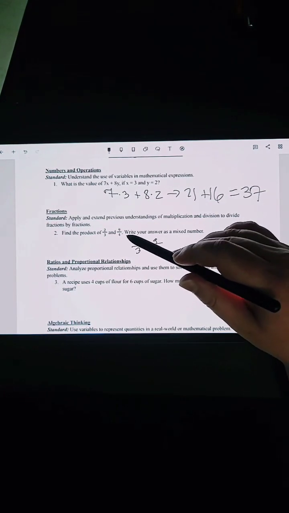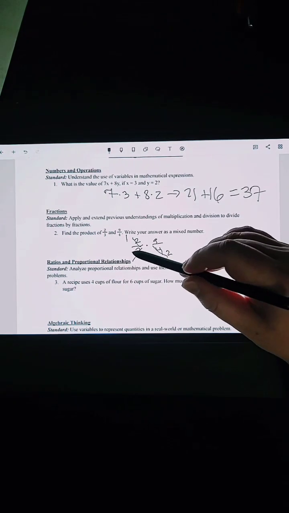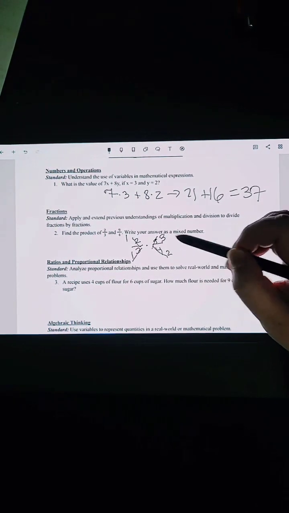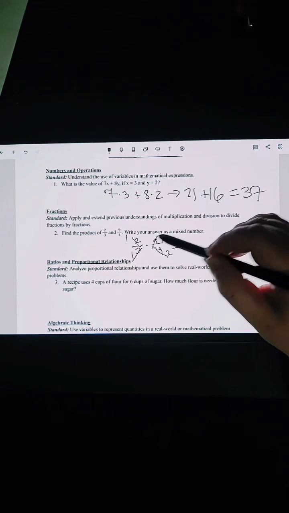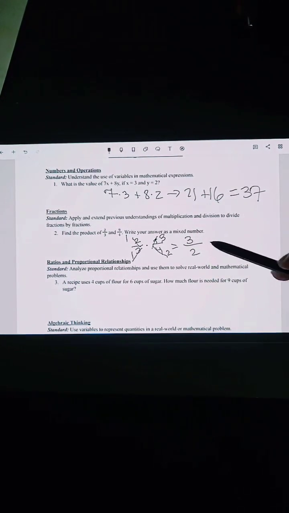So I know 2 goes into 2 one time, it goes into 4 2 times, so I can cancel those. I know 3 goes into 3 one time, it goes into 9 3 times. So now I can just multiply across: 1 times 3 is 3, and 1 times 2 is 2. It says to put your answer as a mixed number.